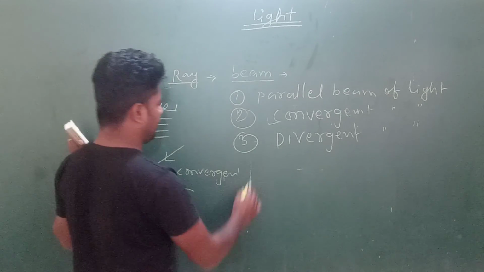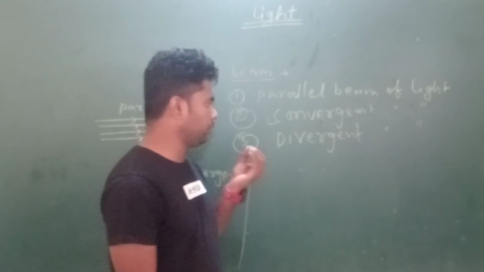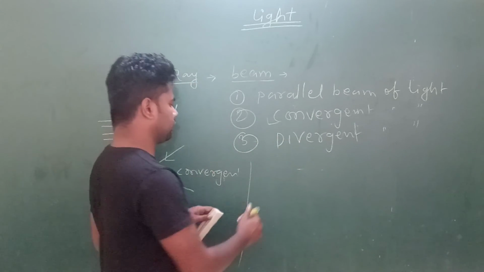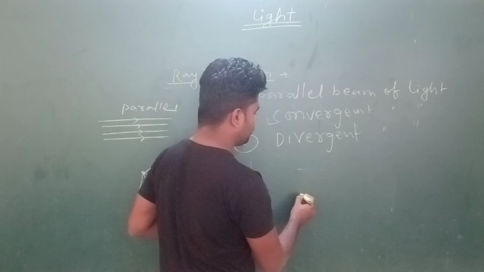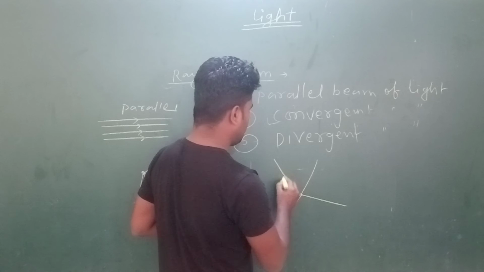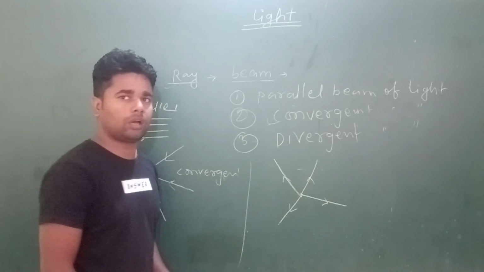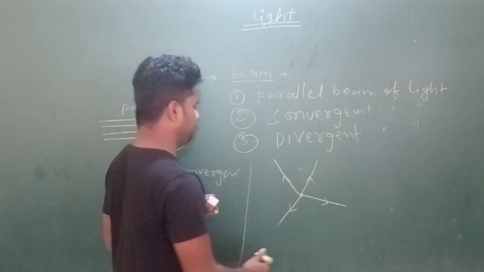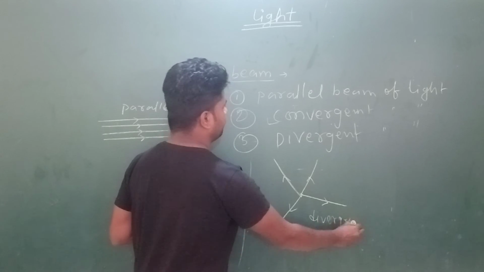Now third is the divergent beam of light. Divergent beam of light means one point produces light and the rays of light go in many different directions. This type of beam is known as a divergent beam of light. Suppose we have a bulb in our room which produces light, and the light goes in different directions in our room. So this is an example of a divergent beam of light. This is the figure of a divergent beam of light.